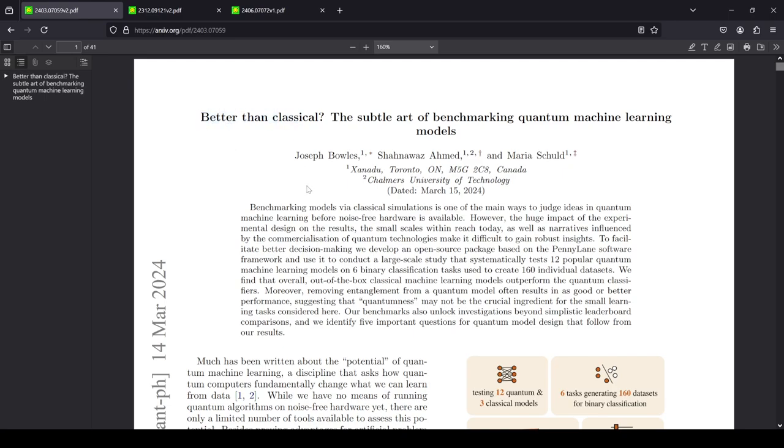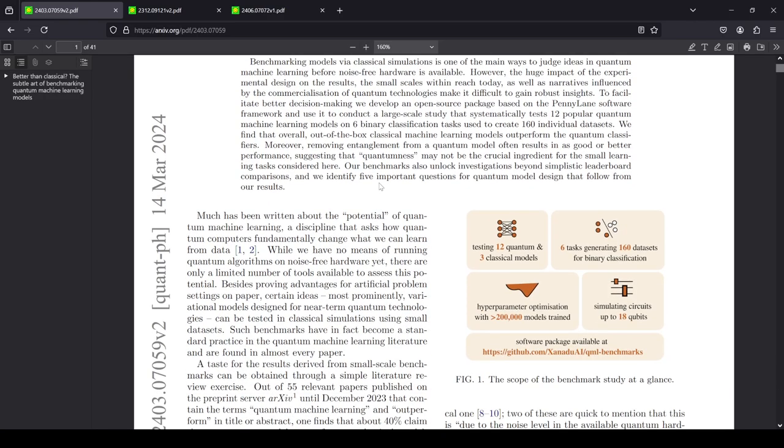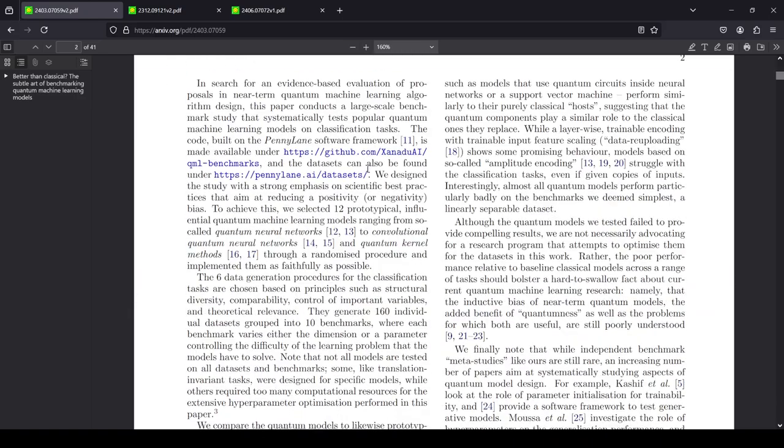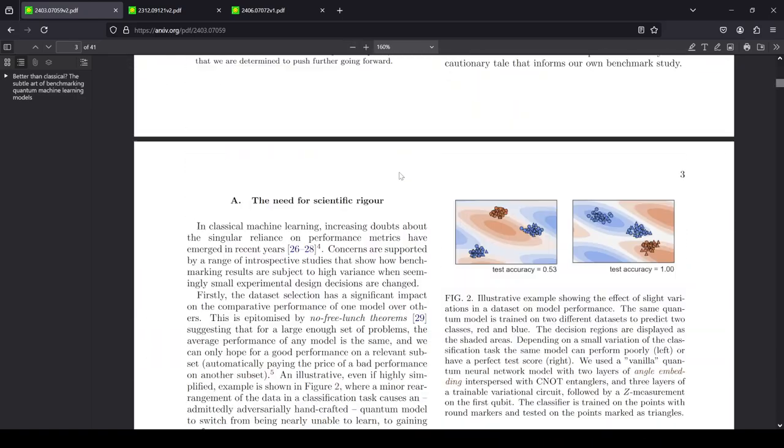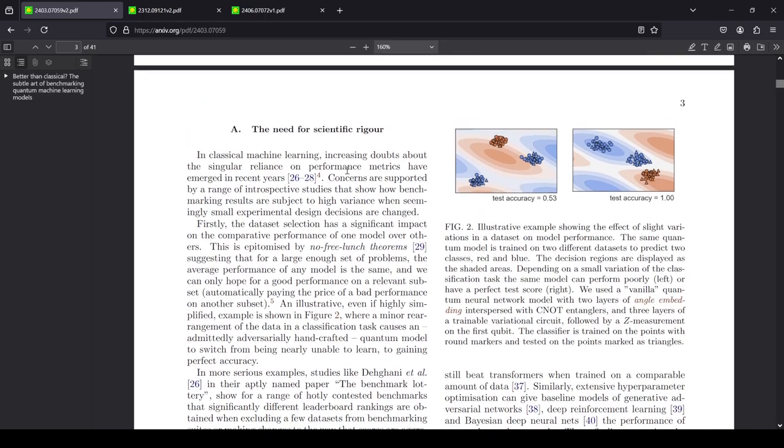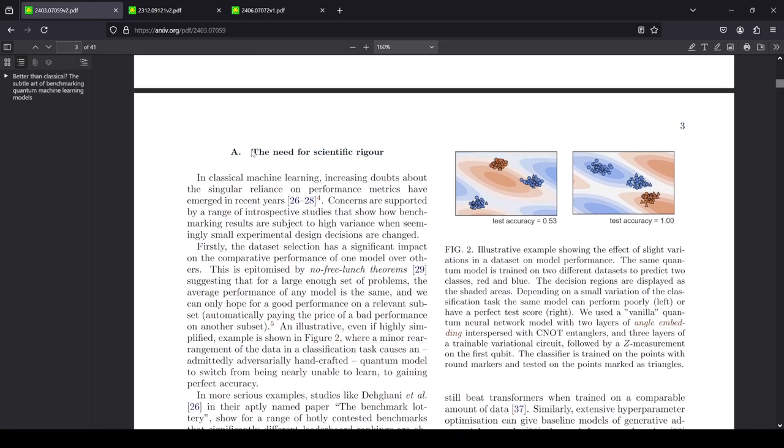What we have in this paper right here from a team at Xanadu is basically taking a bunch of popular quantum machine learning models and just looking at them and actually benchmarking them. And so the first part, of course, doesn't really matter. Introduction never matters.